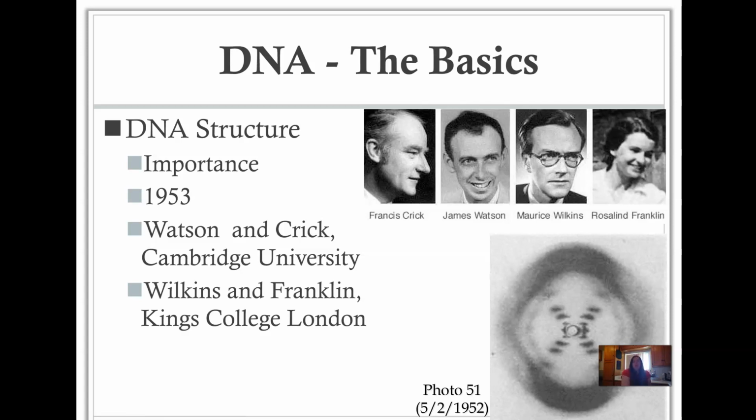And all of this was based on this very, very famous picture called Picture 51 or Photo 51. That is an X-ray crystallography picture of the molecule DNA. And this is what allowed Watson and Crick to figure out the structure of DNA. And this was Rosalind Franklin's work. And they actually stole it from her. They took it from her lab without her permission or her knowledge.